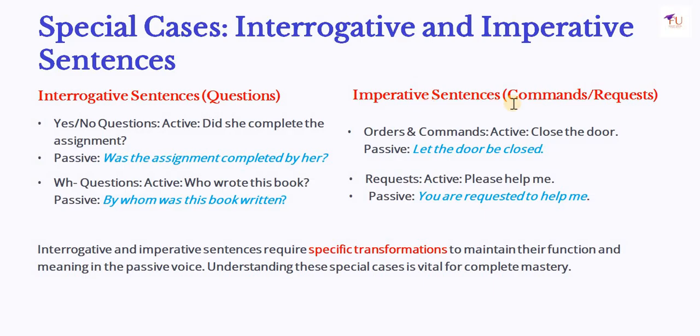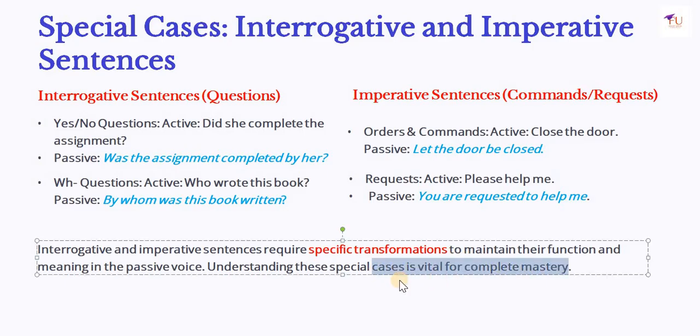Then imperative sentences, commands or even requests. For orders and commands: close the door becomes let the door be closed when we convert it into passive voice. And for a request: please help me becomes, in passive voice, you are requested to help me. This sentence is very polite and very indirect. Now, interrogative and imperative sentences require specific transformations to maintain their function and meaning in the passive voice. Understanding these special cases is vital for complete mastery of English. It's very important in the English language.